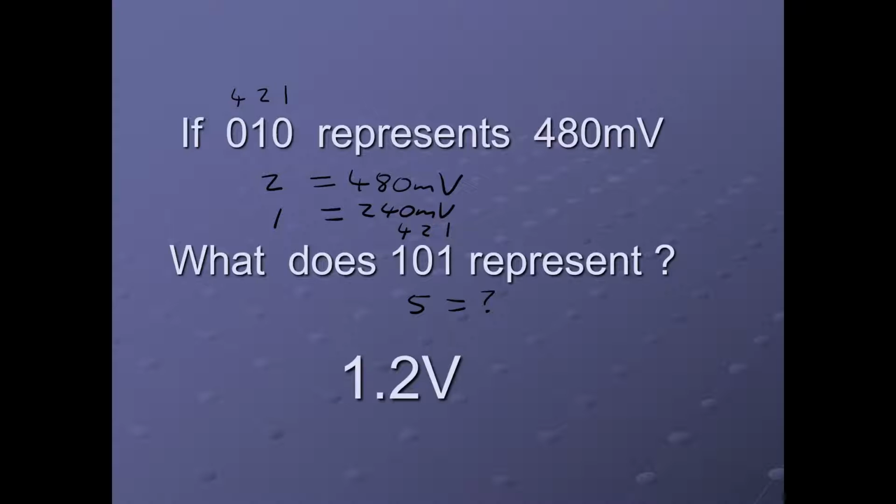So to answer this next bit, 5, what does it represent? Well, if 1 represents 240 millivolts, 5 is just going to represent 240 times 5. So that's 1,200 millivolts, or 1.2 volts. So that's how we got that. Okay, so that's a digital signal and a voltage representation of that digital signal.